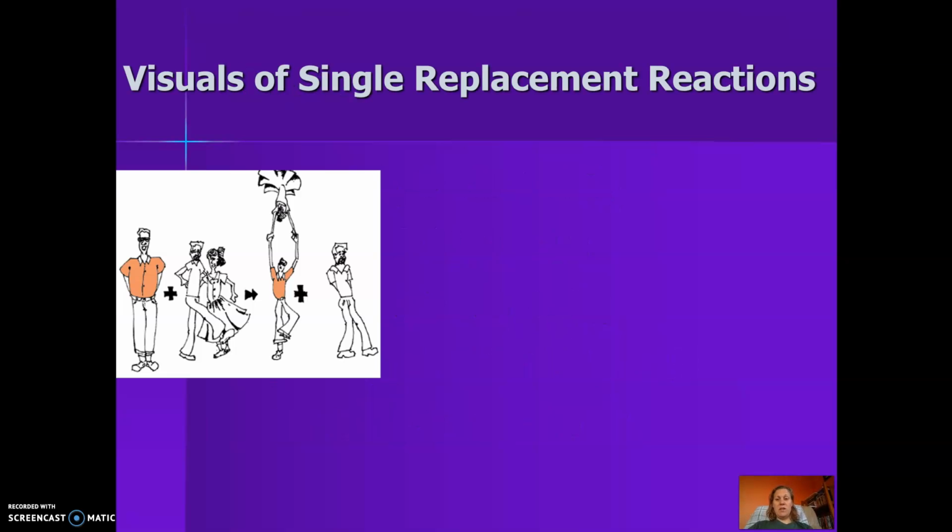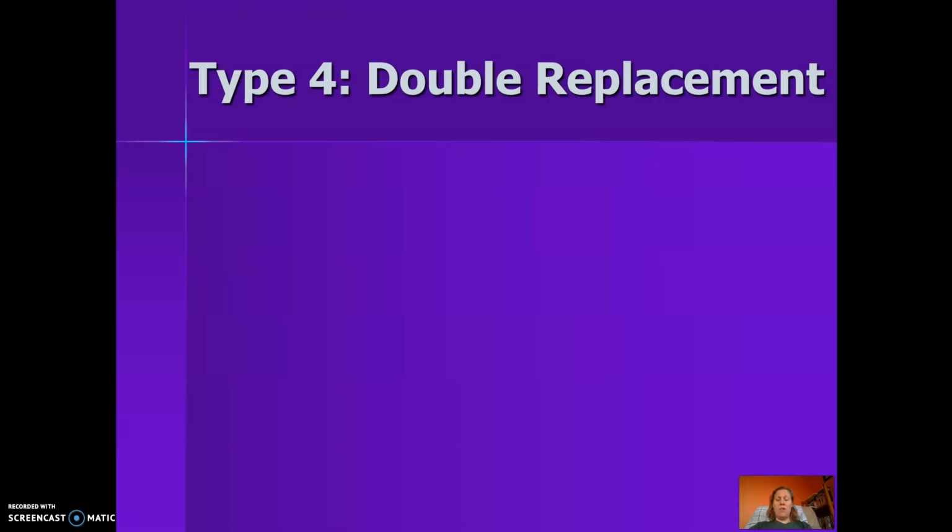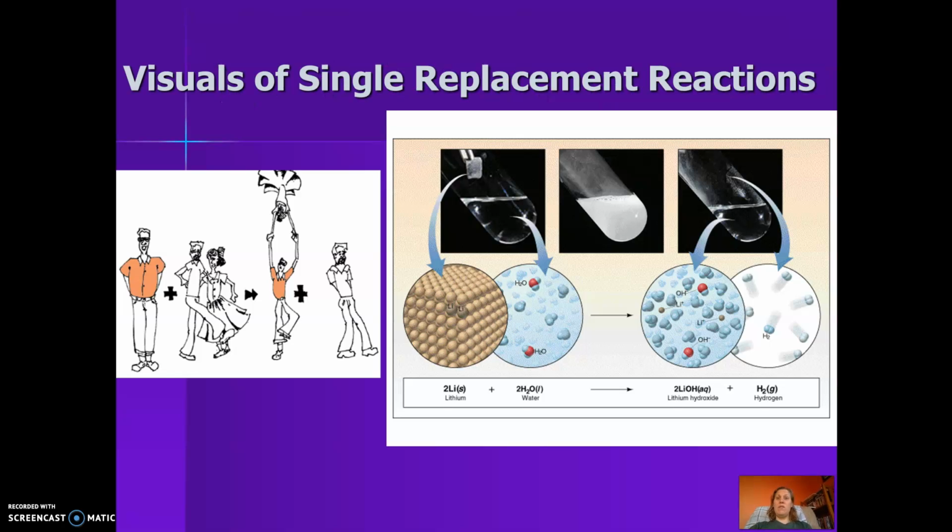Visuals of single replacement. You've got the single guy, and like replaces like is how single replacements work. So the guy replaces the guy, he takes the lady's partner. And again, this would be lithium reacting with water, written as HOH, which is why it becomes LiOH and H2. That's kind of a confusing one. There are other ones, and I'm going to do demos with these on the review.